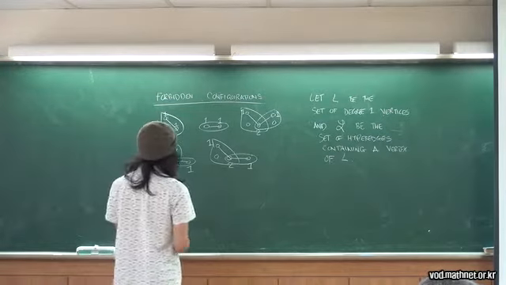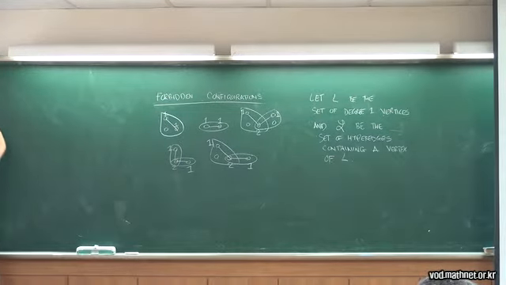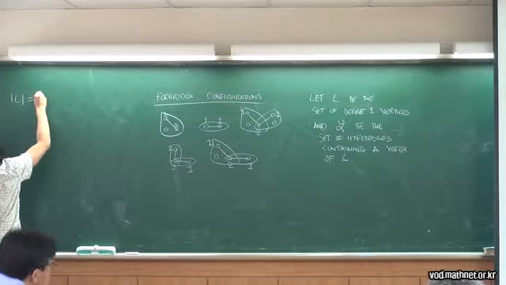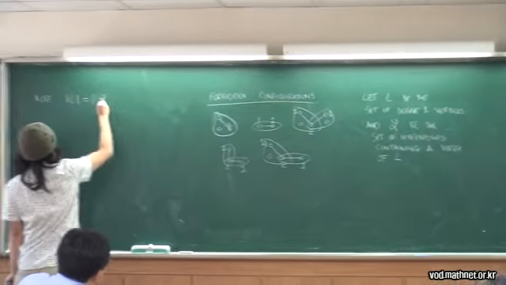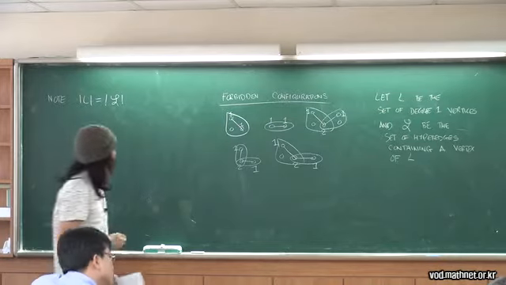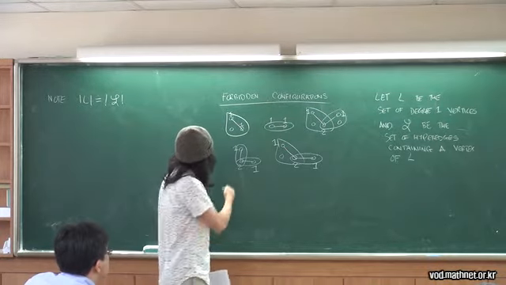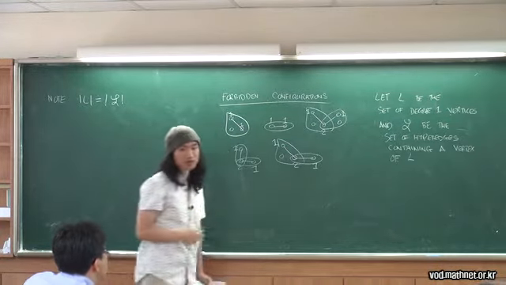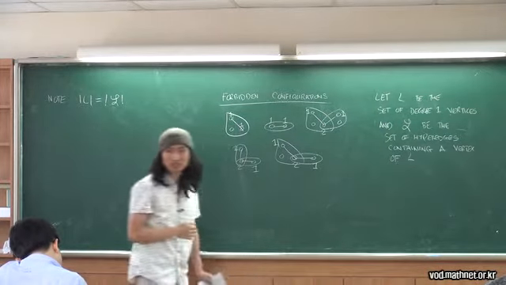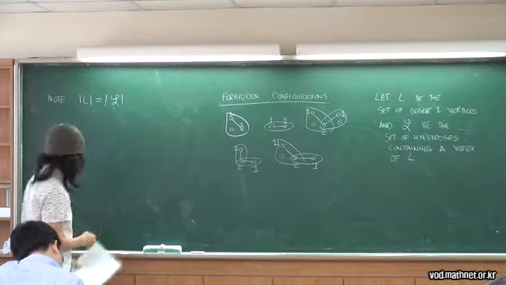Okay, so let's note that the size of L is actually equal to the size of script L. And that's just because these two configurations are forbidden, right? So you can't have two degree 1 vertices inside any hyper edge.